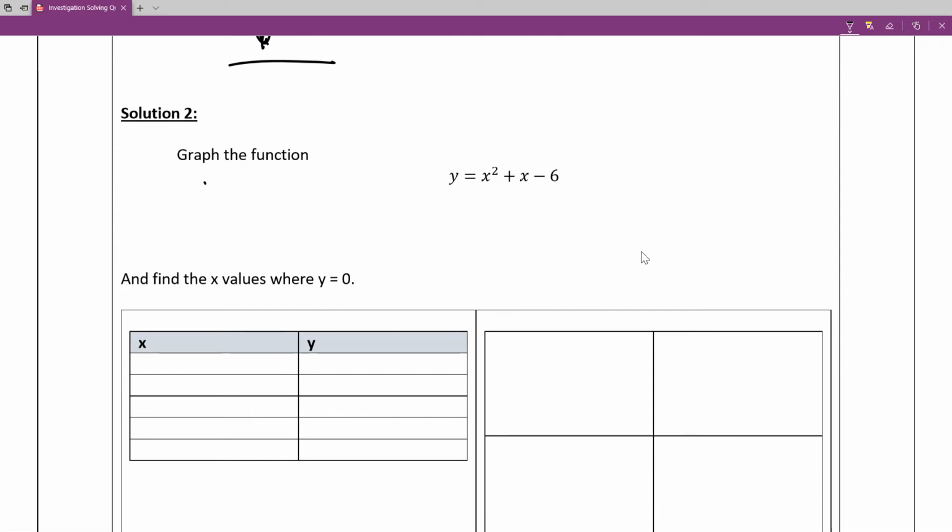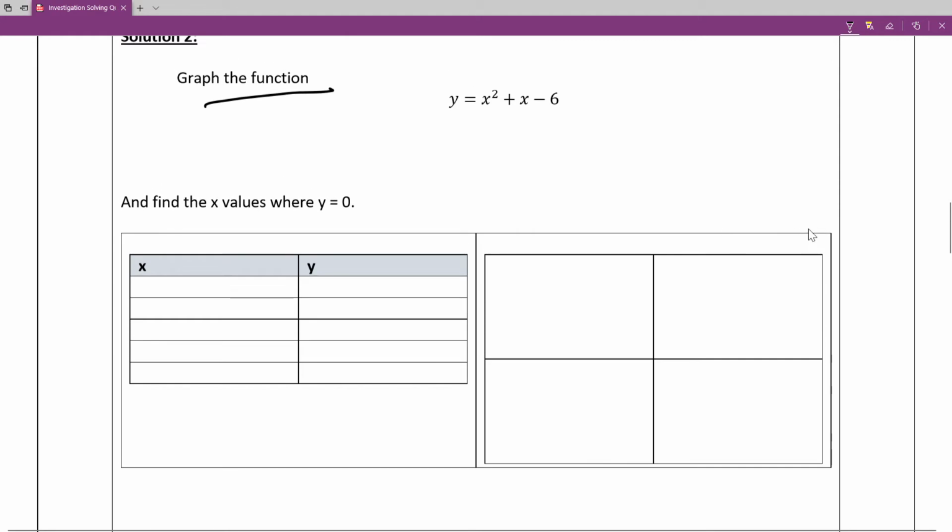How about this way? Graph the function. So let's graph and then find out where y is equal to 0. That makes sense, right? So if we graph this function and then see where y is 0 and then see where the x is at that y value of 0, so whenever it crosses this axis here, then that should be the answers, right? So to graph this quadratic, we need to use the table of values.